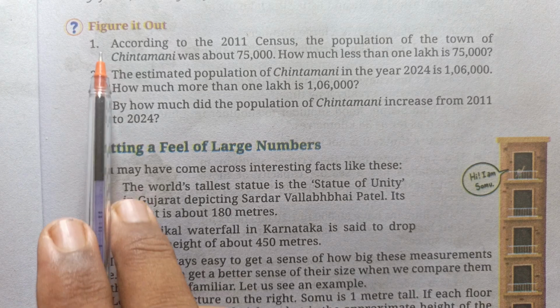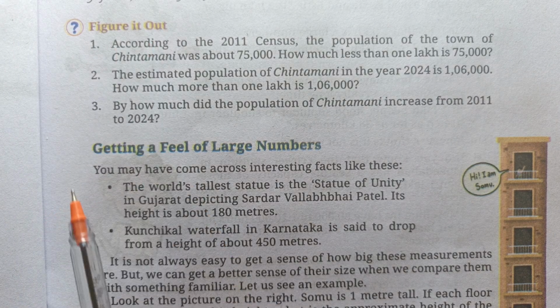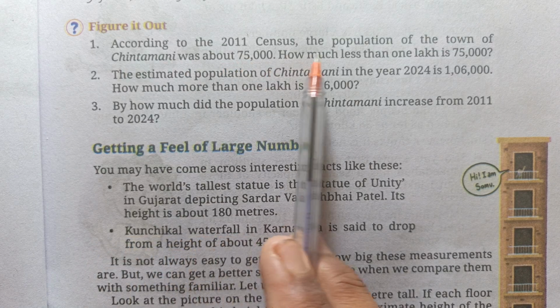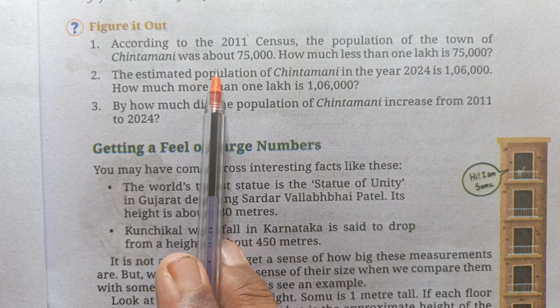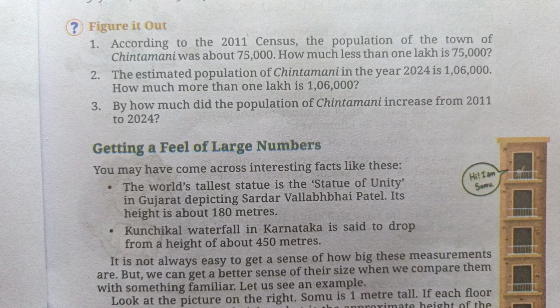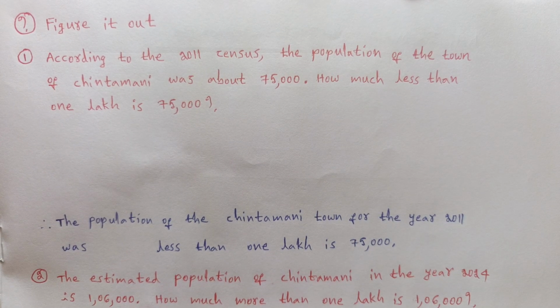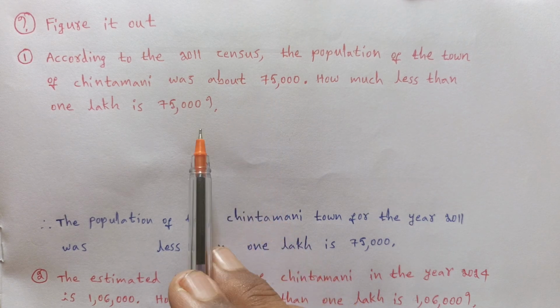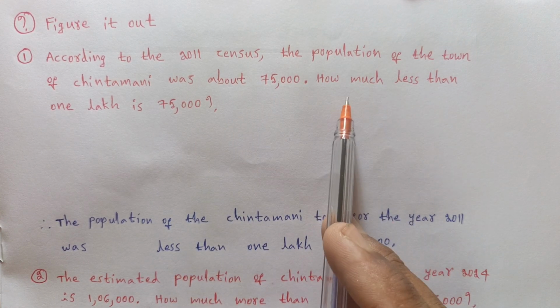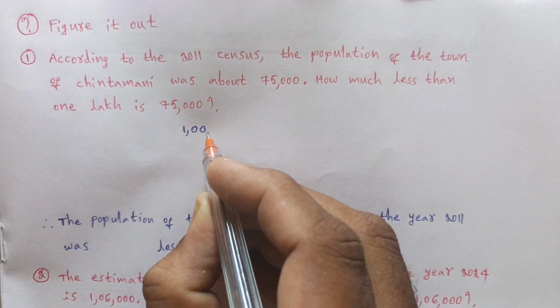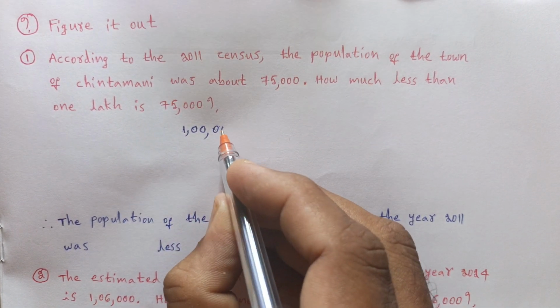Coming to the next question mark, here 3 questions are given in Figure it out. So the first question: according to the 2011 census, the population of the town of Chintamani was about 75,000. How much less than 1 lakh is 75,000? So here what we have to do is subtract 75,000 from 1 lakh, because they are asking the difference. So from 1 lakh directly you can subtract 75,000.